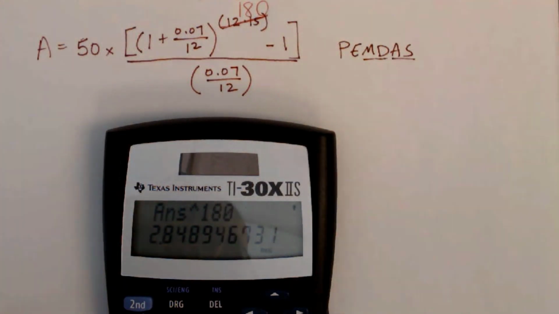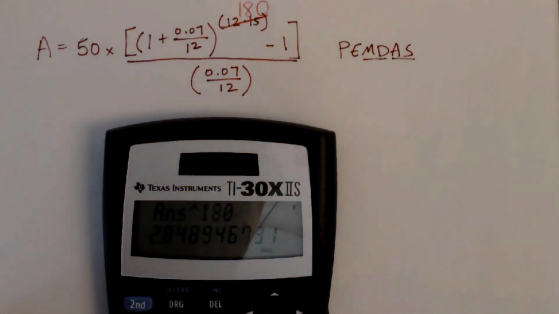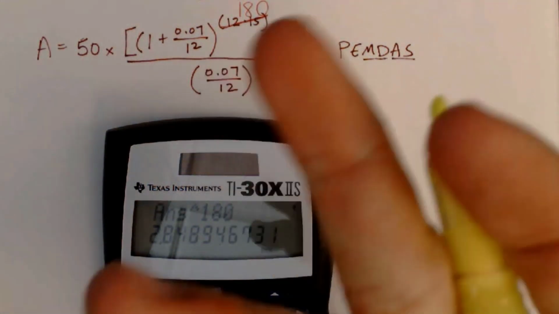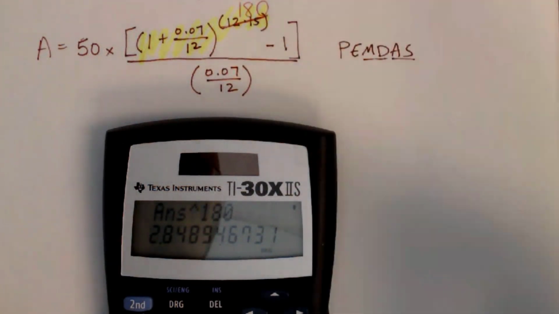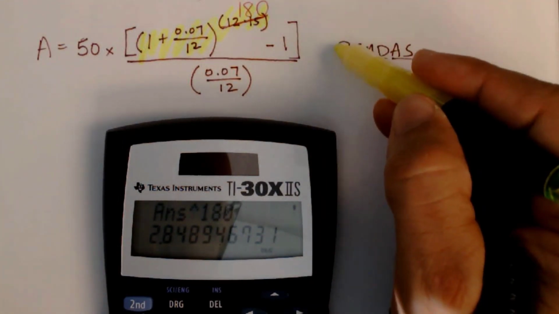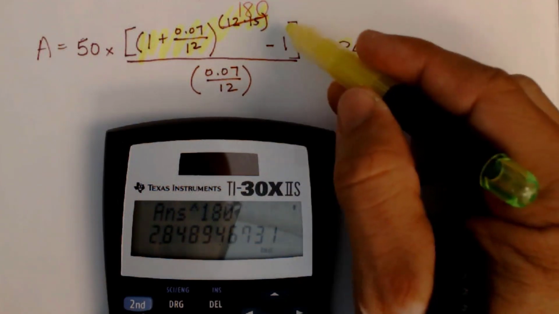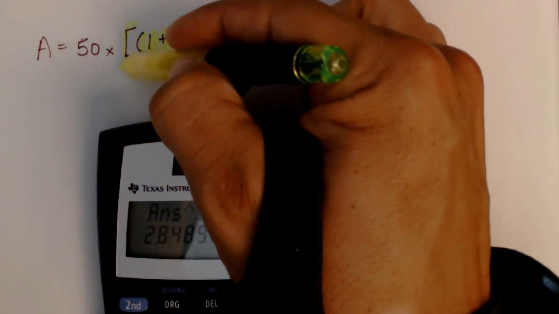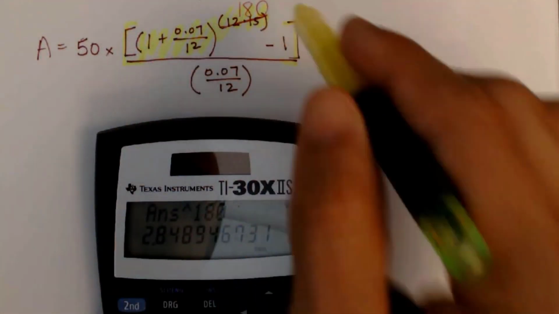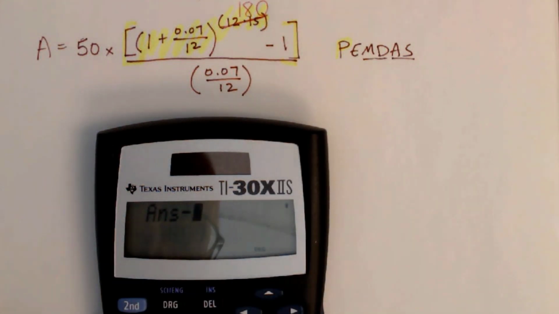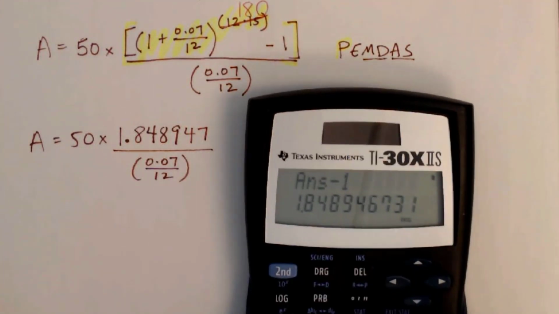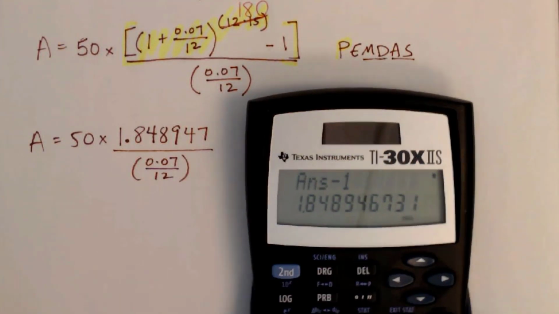And so keep up with what you're doing. We just calculated all of this. So next, we're still inside of our brackets, so we're still going to treat those as parentheses. So whatever that quantity is, we're going to subtract 1 from that. And that's what we get. So there's what it is. We've just rounded to 6 decimal places.